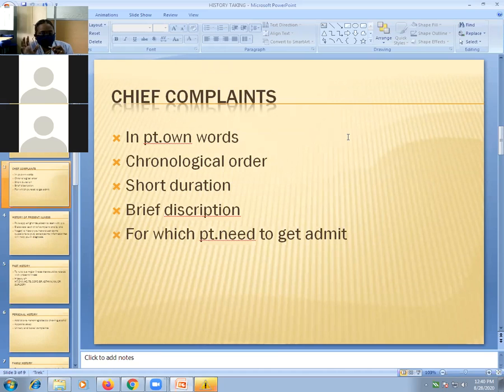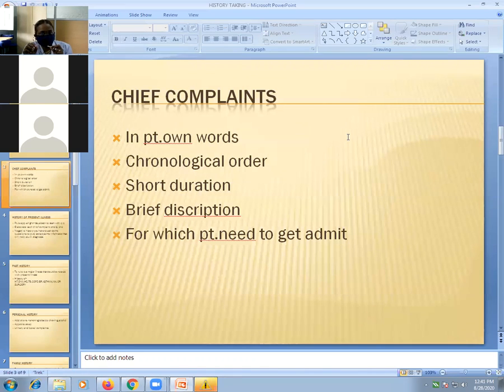Then whether fever is continuous or intermittent. Then whether fever is associated with chills and rigors. Then whether fever is more in the evening. That is called evening rise of fever. That is also having its own significance.